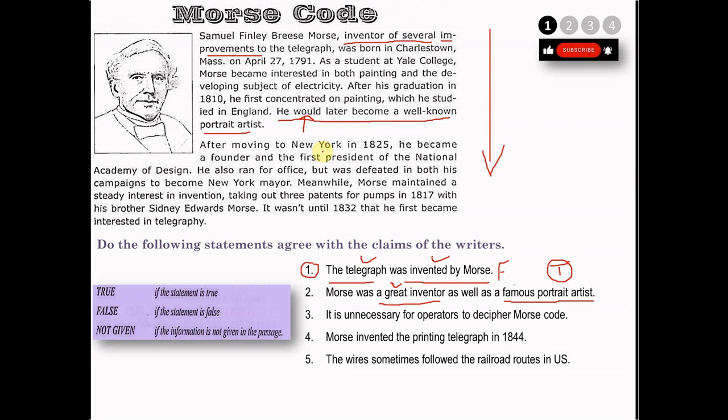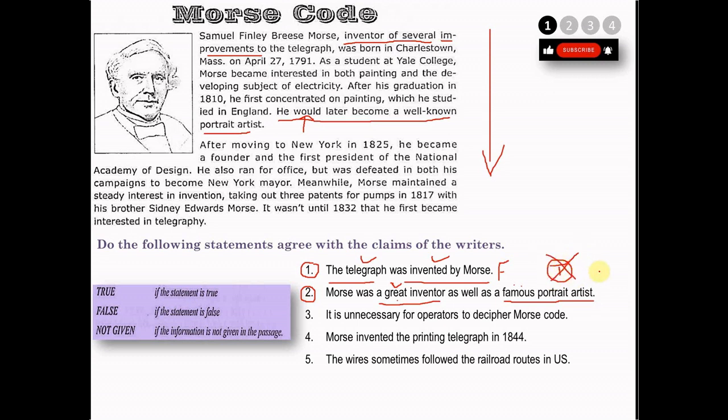Had it been written here, "he became a well-known portrait artist," this question would have been treated in a different manner. But here it is being asked, "he would later become a well-known portrait artist." It means he didn't become the well-known portrait artist yet, or the passage is not telling whether he became a well-known artist or not. So if we apply all these things on the passage, I am not able to find whether he is great or whether he became a famous portrait artist or not. So my keywords are not validated.